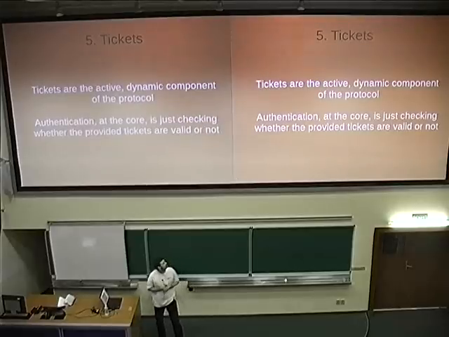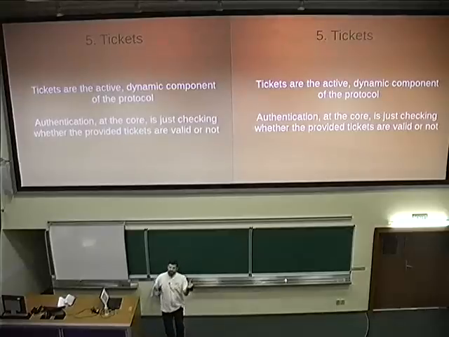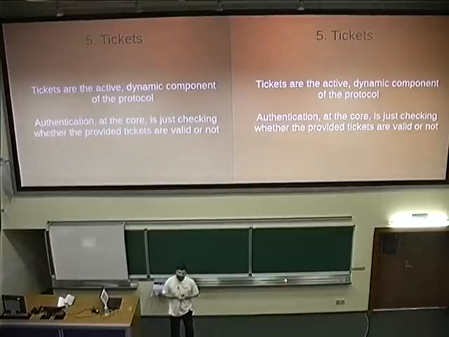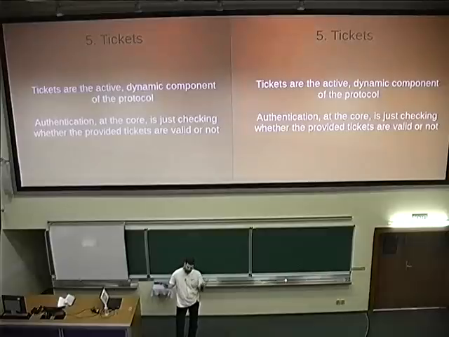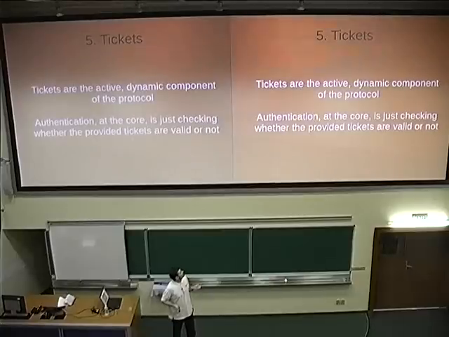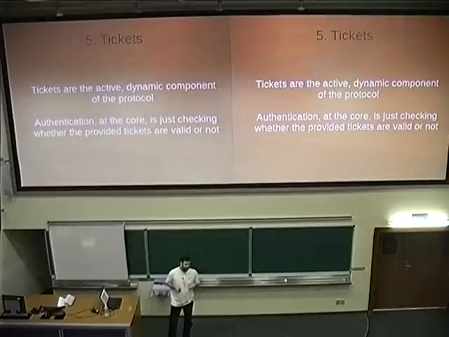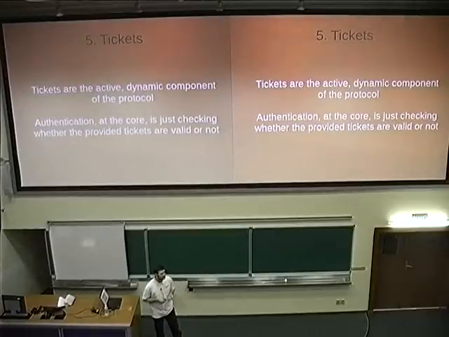So, tickets. So far we discussed names and keys, but how does all this get together? How do we actually go from knowing the name I want to connect to, and from knowing that each one has keys, to getting authentication all the way through? Well, that's done through tickets. And the core is just that if you can read the ticket, you can consider the authentication to have been successful.